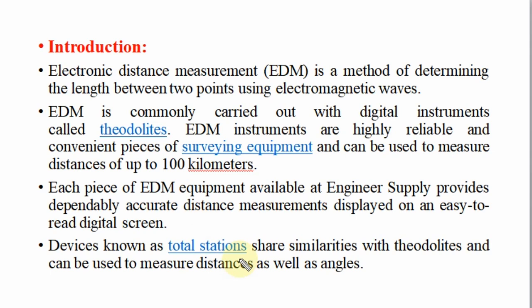So, EDM is commonly carried out with a digital instrument called a theodolite. EDM instruments are highly reliable and convenient pieces of observing equipment and can be used to measure distances up to 100 kilometers. Each piece of EDM equipment available at engineer supply provides dependability and accurate distance measurement displayed on an easy to read digital screen. A device known as a total station shares similarities with theodolites and can be used to measure the distance as well as angles. So, EDM is the same as a theodolite, but that is one of the applications.